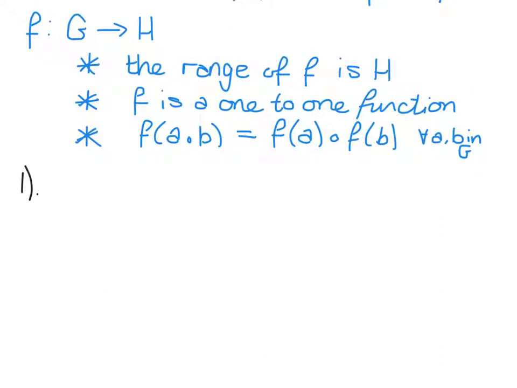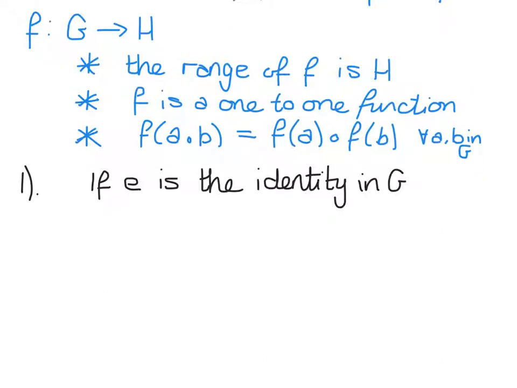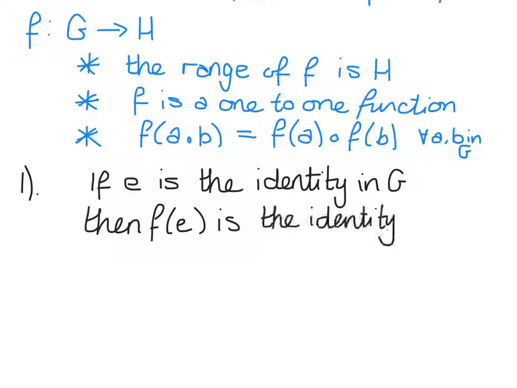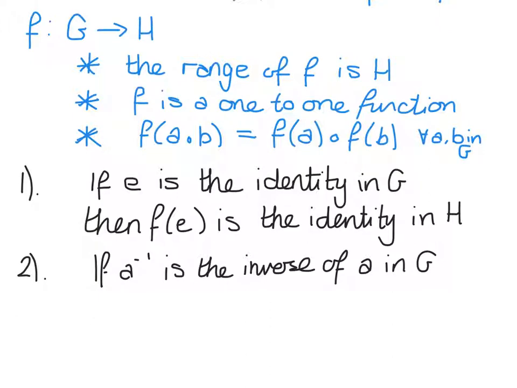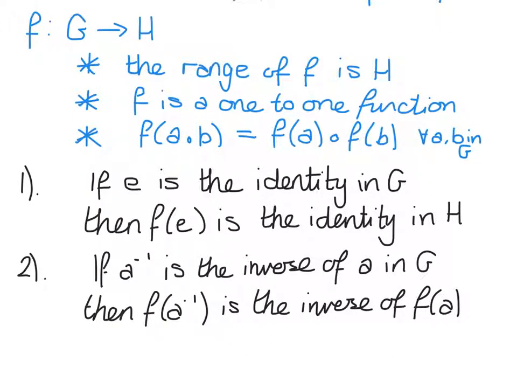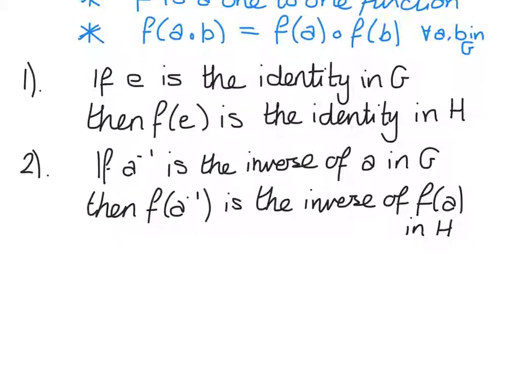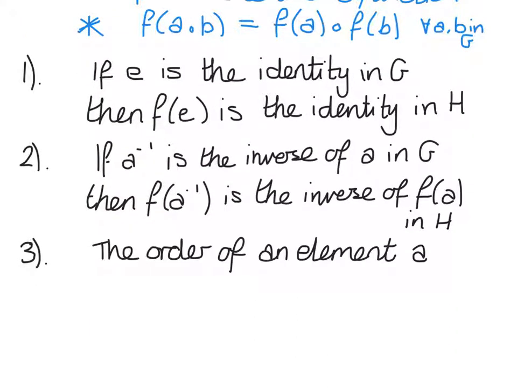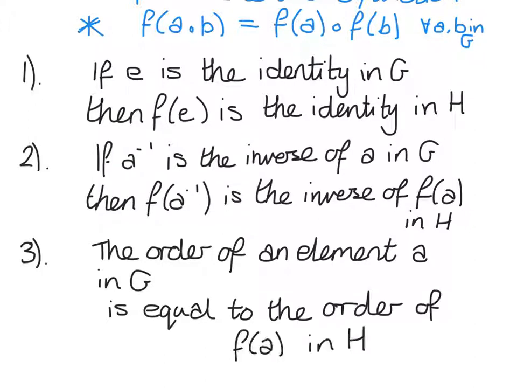If we have an isomorphism, then firstly, if E is the identity in G, then f of E is the identity in H. Secondly, if a to the minus 1 is the inverse of a in G, then f of a to the minus 1 is the inverse of f of a in H. And thirdly, the order of an element A in G is equal to the order of f of a in H. And all infinite cyclic groups are isomorphic.